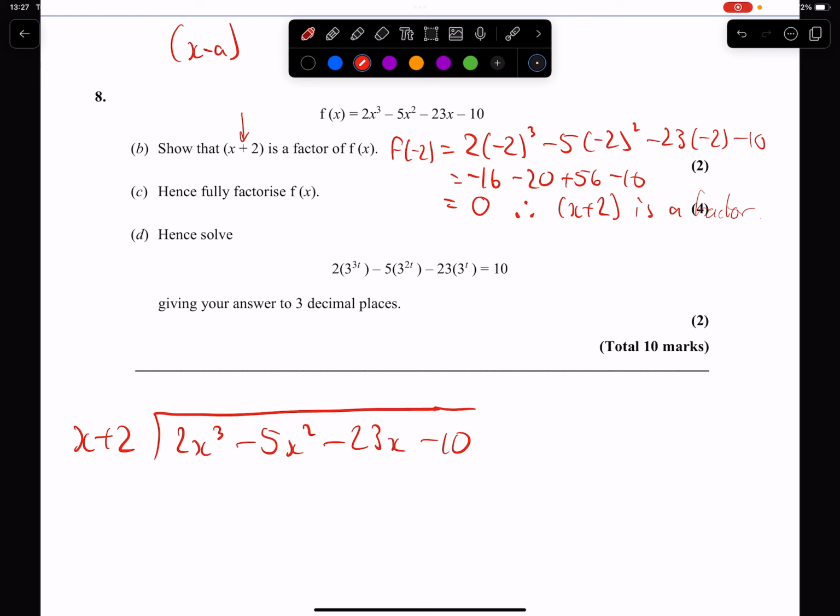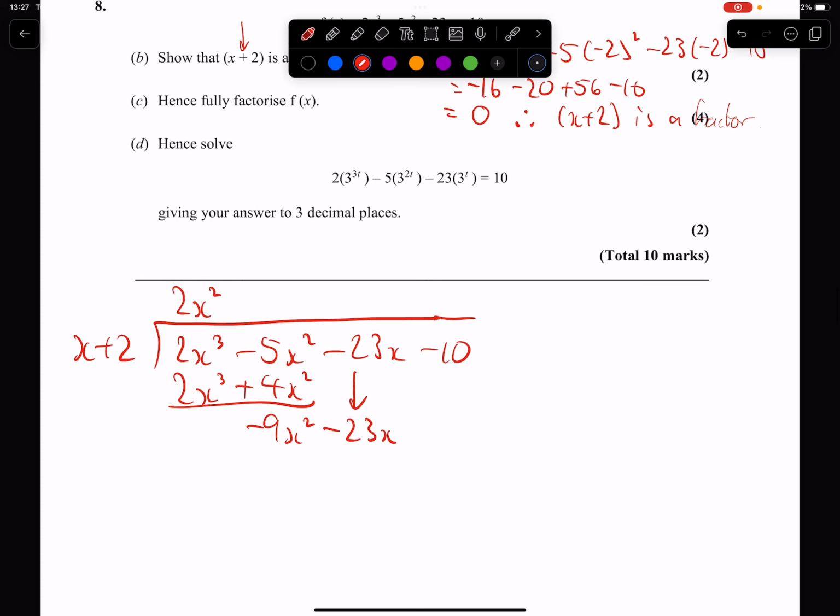So how many x is going to 2x cubed? It would go in 2x squared times. If we then multiply x plus 2 by 2x squared, we get 2x cubed plus 4x squared, which subtracted from each other would get you negative 9x squared. And bring that down. So x goes into minus 9x squared minus 9x times. Multiply through again and subtract, and we get negative 5x.